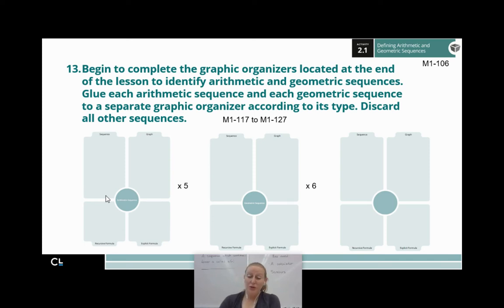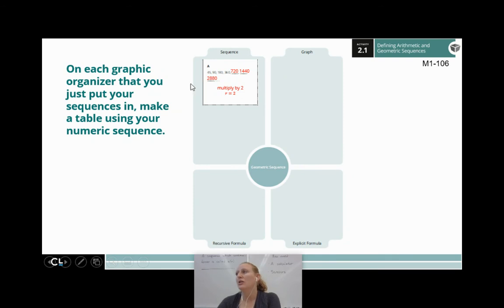All right, hopefully by now you've got them all glued in so you can see I have my sequence glued in at the top. Now I don't have all of them up here, but I just have the one because I want to show you how this works. Note it says on each graphic organizer that you just put your sequences in, make a table underneath your numeric sequence. So if you remember back to the first lesson that we did in this unit, remember how we took our sequences and we made a table with the term number and the term value. I want you to make a little mini table underneath it.